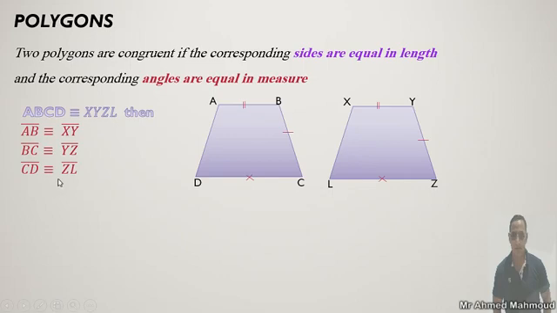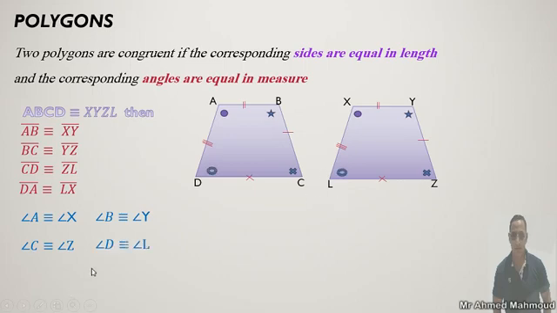CD congruent to ZL. And DA is congruent to LX. These four items are called the sides of the first and second polygon. Next we have the angles. Angle A congruent to angle X, B congruent to Y, C congruent to Z, D congruent to L. And this is the correspondence that we said before.